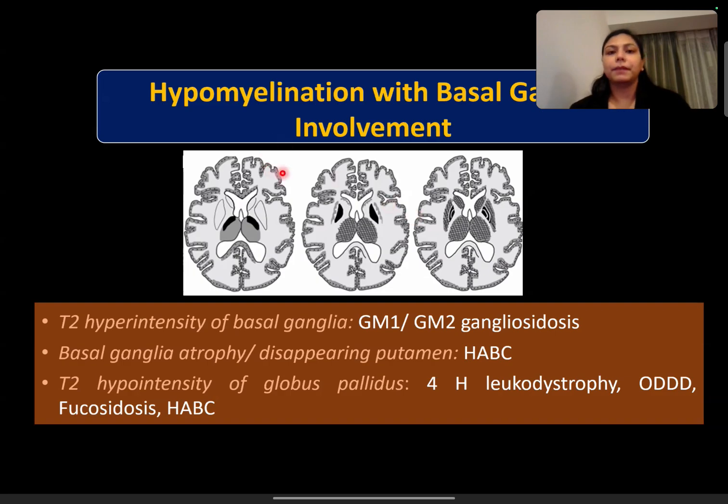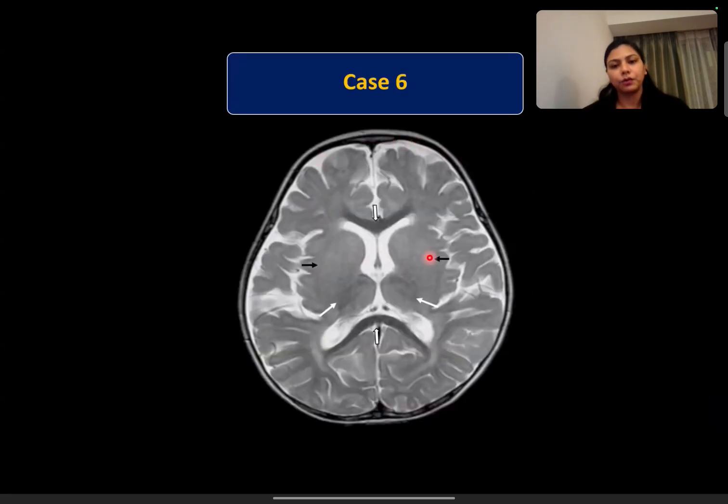So now we are coming to the next pattern, that is hypomyelination with basal ganglia involvement. So this is the first case. This is a case which can come routinely as well. So this is a common diagnosis specifically with relation to hypomyelinating leukodystrophies. So I'll tell you the findings and then you can guess the diagnosis.